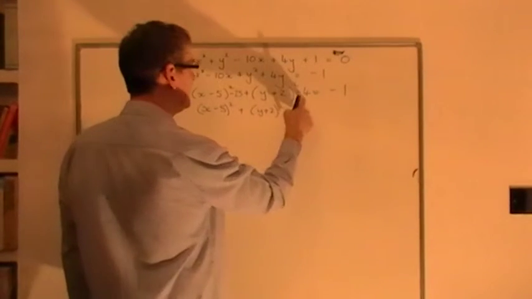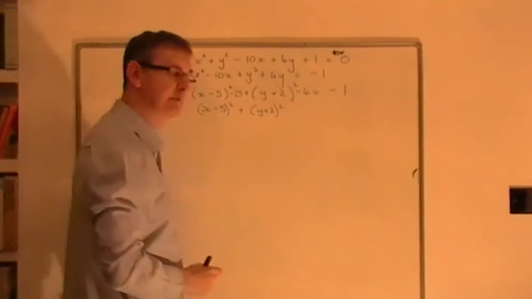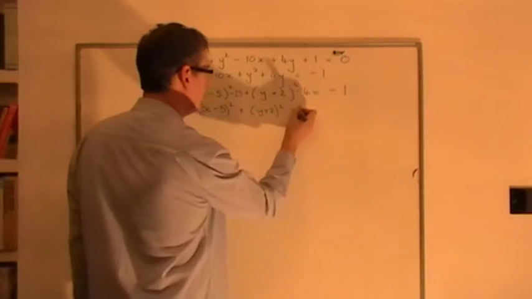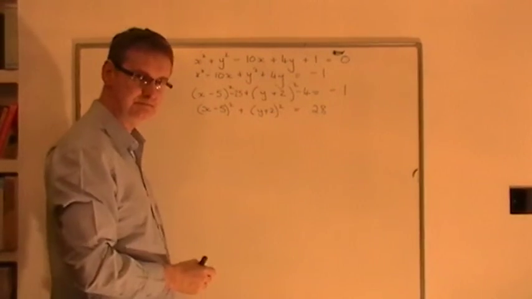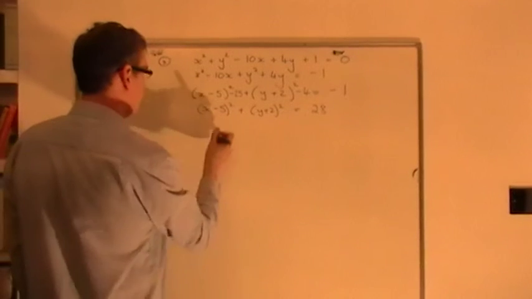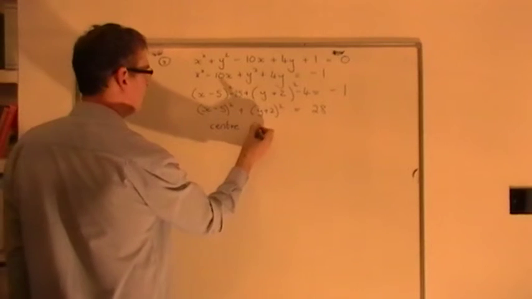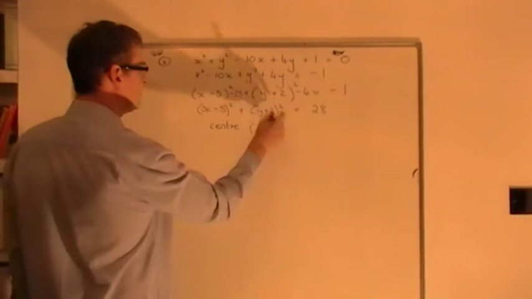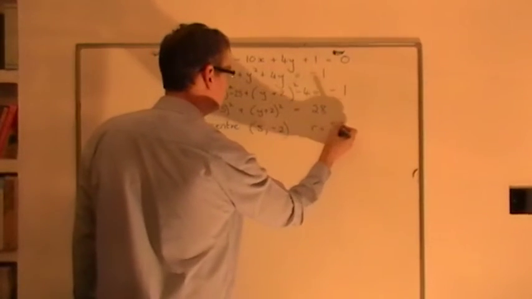Minus 25 minus 4 is minus 29. Take it to the other side, becomes plus 29. Together with minus 1 is plus 28. Okay, so the centre of this particular circle, minus 5 there, plus 5. Plus 2 there, minus 2. And the radius is the root of 28.